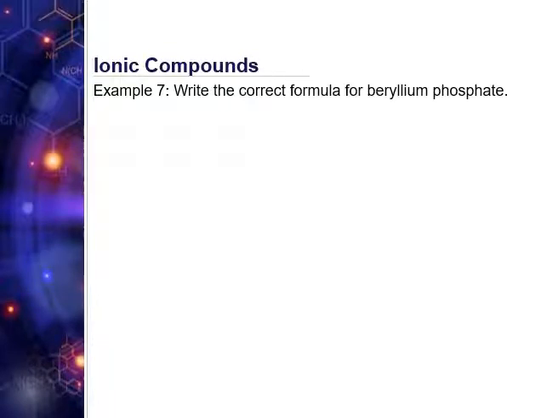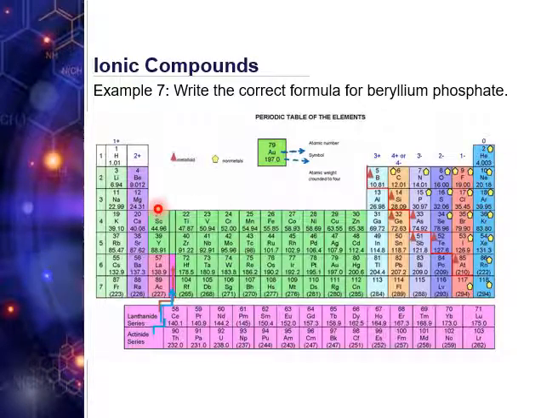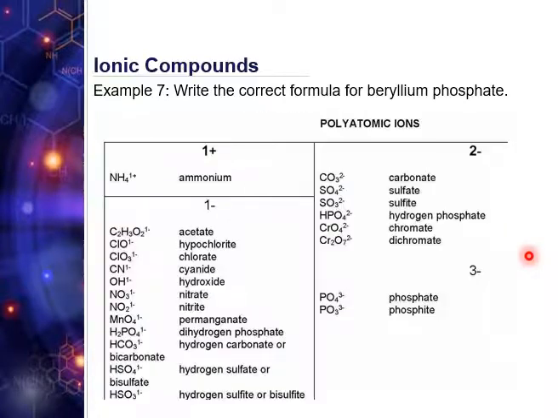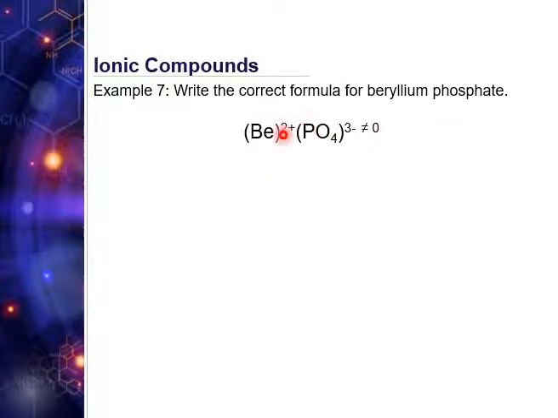Write the correct formula for beryllium phosphate. Beryllium is in group 2, so it is a +2 charge. Phosphate is a polyatomic ion, PO4, with a -3 charge. A plus 2 and a minus 3 is not equal to 0. Bring the 2 down, bring the 3 down.